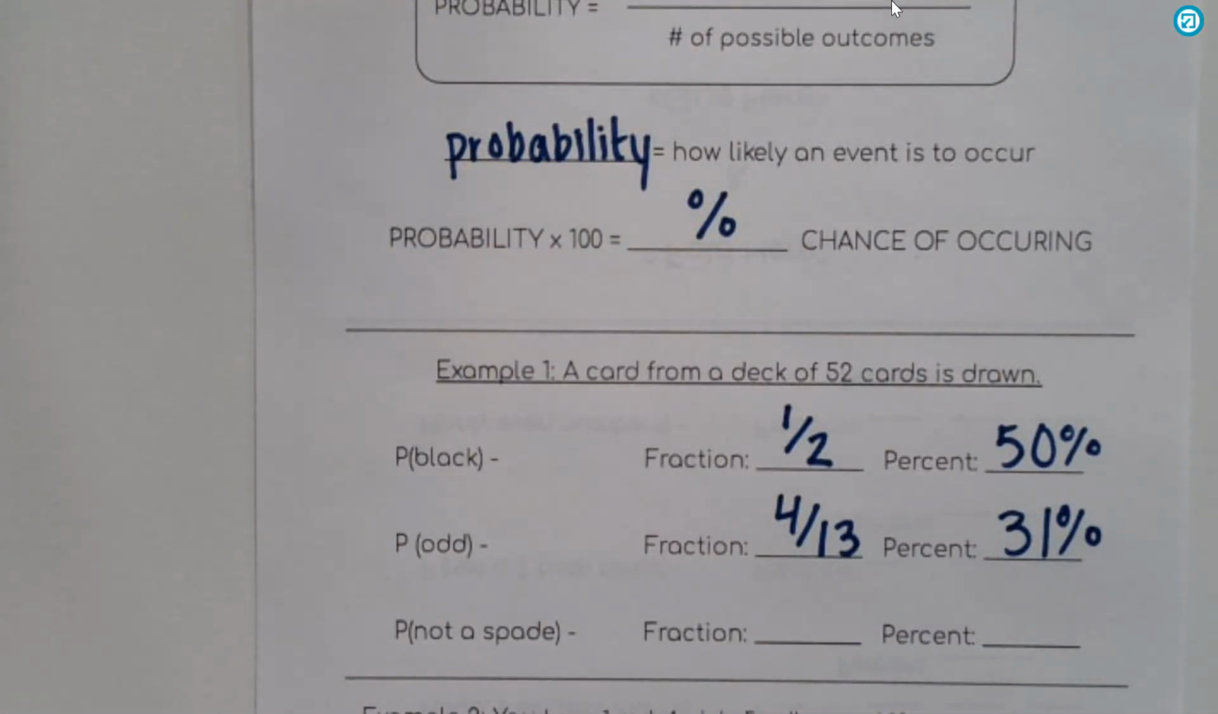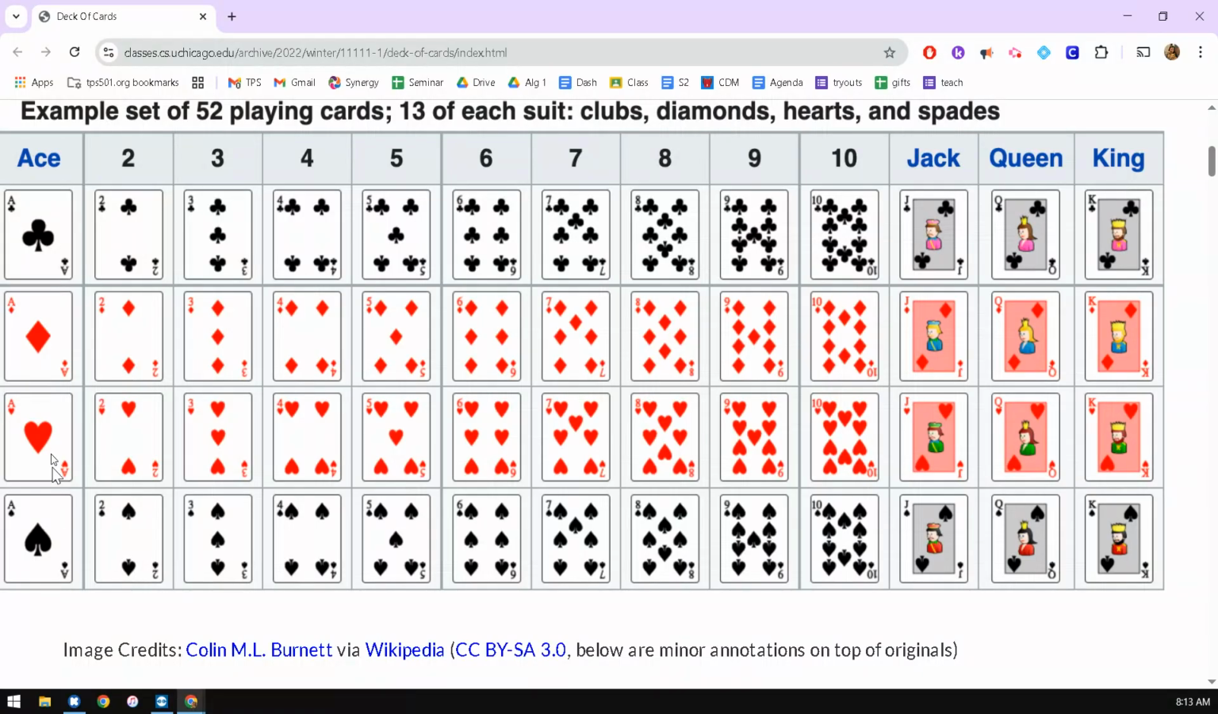Right. And then the last one we are going to do, we are going to find the probability that a card is not a spade. A spade is one of the 4 suits on a deck of cards. So these are all spades down here, this bottom row. I used to call them shovels because I thought they looked like shovels. So that means 3 out of the 4 suits.